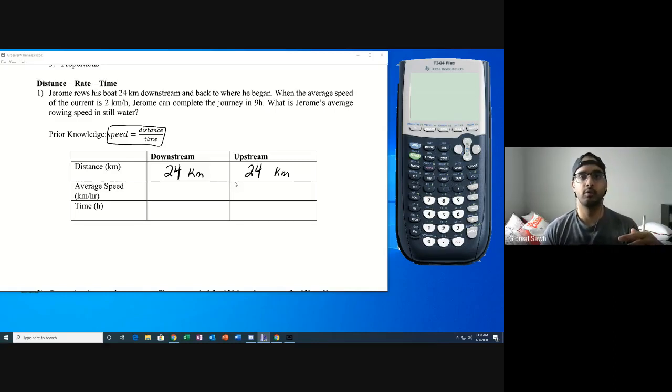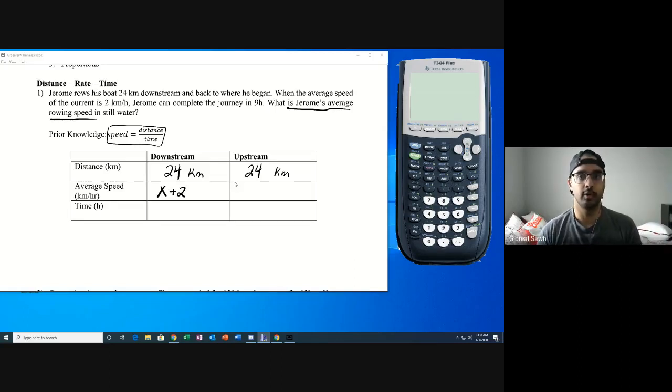So rivers only flow one direction. They always go downstream from higher elevation to lower. So if you're going down the stream, you're traveling with the flow of the water. So you're going to have the speed of your boat plus the speed of the water. You're going to be going faster. Now, we don't know how fast he's rowing, so let's make that our variable. Essentially, that's what the question is asking us to look for, Jerome's average speed. Okay, now we have to add that 2 kilometers in because the current is pushing us.